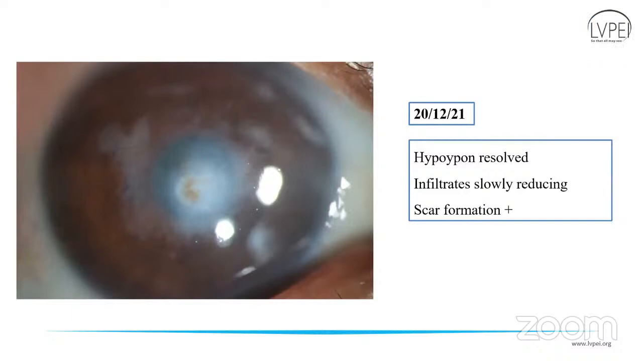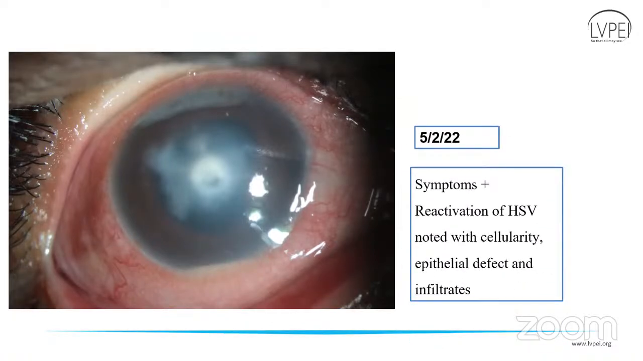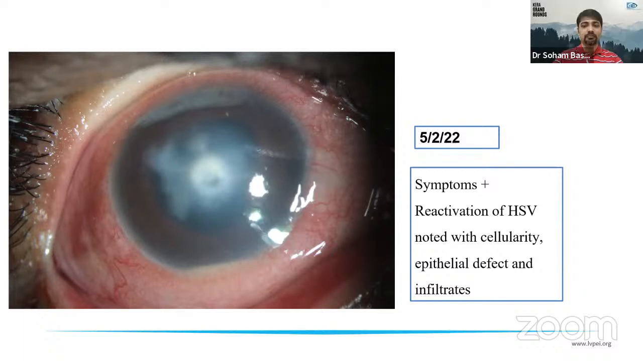After an interval of quiescence, the patient presented to the OPD 2 months later with pain, redness, and watering, and the clinical picture looked like this, with an epithelial defect, underlying deep stromal infiltrate, and central thinning. A scraping was taken which showed positivity of HSV in PCR while fungus was grown on culture. TA and BCL was applied and a therapeutic dose of ACV was restarted along with antifungals.